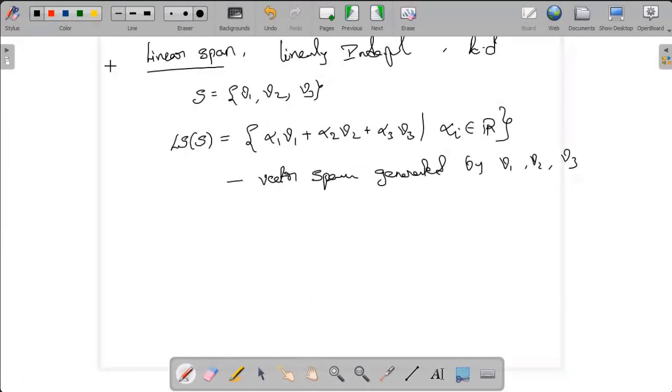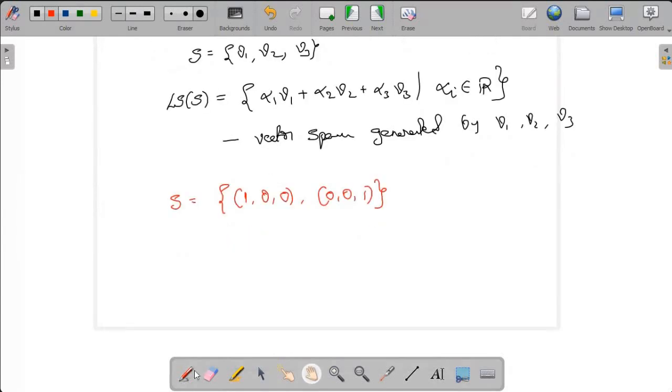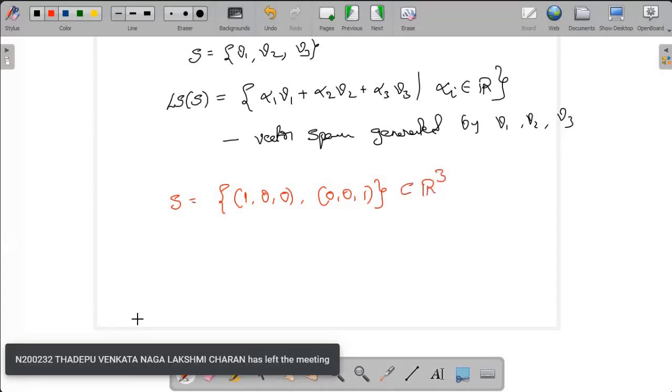Okay, let us look at some examples here. We already discussed, but I'd like to give a few more. S is (1, 0, 0), (0, 0, 1). So I am taking two vectors in R3. This is a subset of R3. Can you tell me what is the vector space generated by these two vectors?